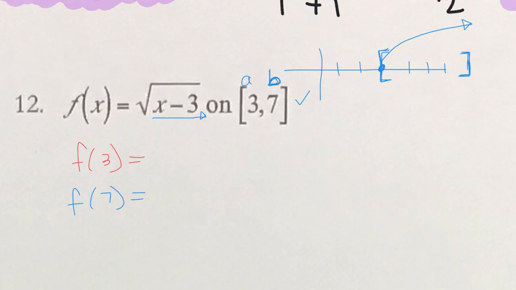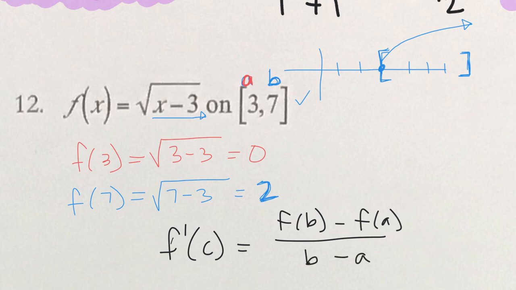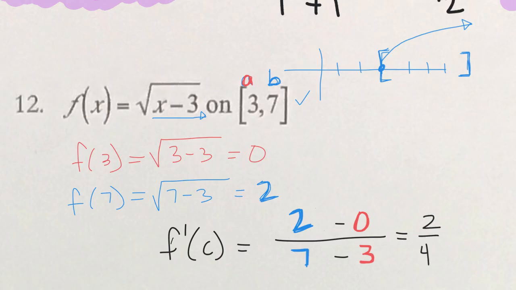Right, so 7 is your b value, and 3 is your a value in your formula for the mean value theorem, which says the instantaneous rate of change at some point c is equal to the average rate of change on your entire interval. Okay, that is the conclusion of the mean value theorem. Now let's plug in everything we know. So when we simplify this fraction, we get 2 over 4, which reduces to 1/2.